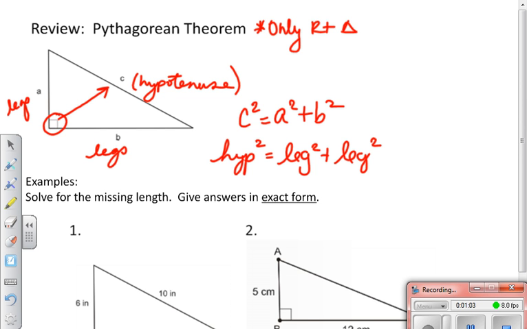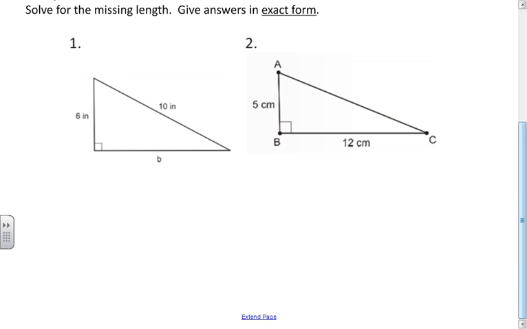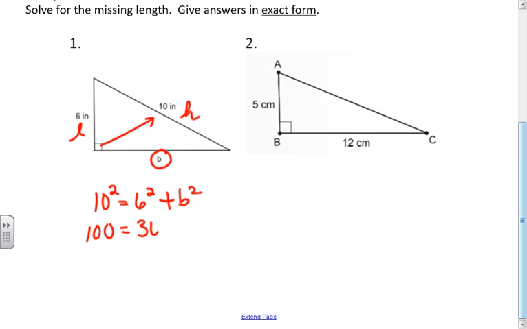And now you see with the squaring in this equation why the radical practice, taking the square root, is going to be necessary. So let's look at some examples. If I have a right triangle with a leg of 6, a hypotenuse of 10, and an unknown leg, I can say 10 squared is equal to 6 squared plus b squared. So 100 is equal to 36 plus b squared. Subtract 36 from both sides. 64 is equal to b squared.